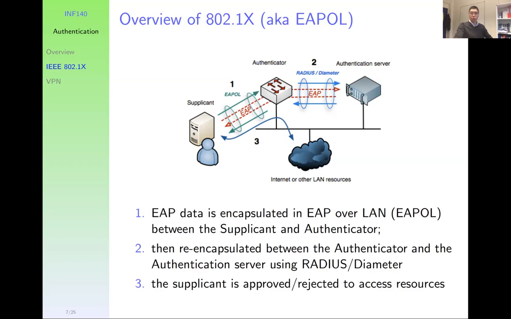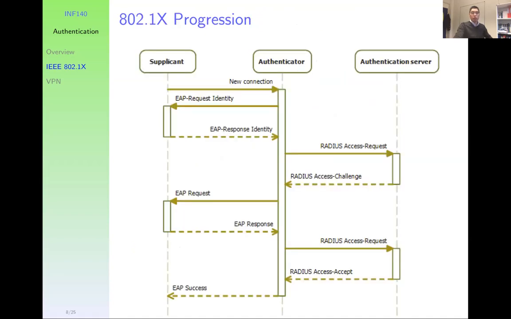So if everything works fine, if this user or this device is authenticated, then the request will be forwarded to the network here. Then we will talk more about it. So this is a progression of this process.